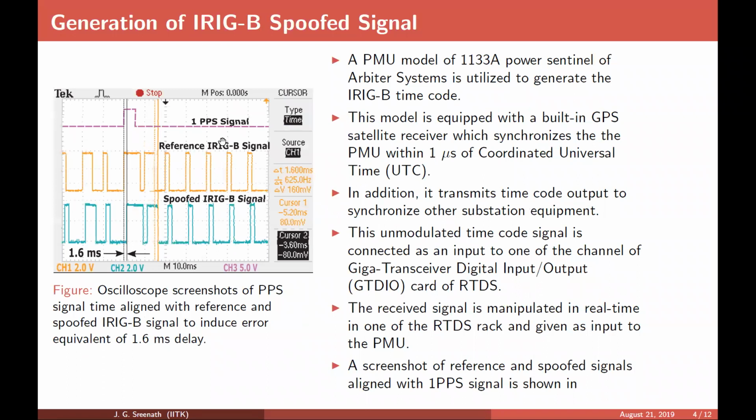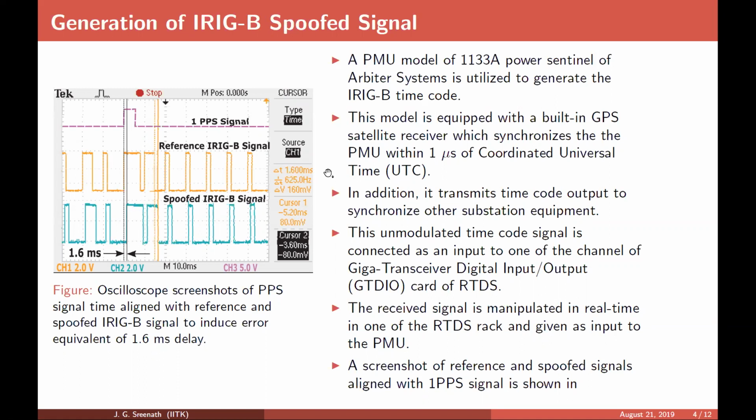So this gives you a representation of what is happening. This is the oscilloscope screenshot of the PPS signal, time aligned with the reference, and the spoofed IRIG-B signal to induce an error equivalent to 1.6 milliseconds. This is the error that we have created. As you can see, this is the reference IRIG-B signal, the yellow one, and the green one is the spoofed one. We create a small delay of 1.6 milliseconds. How much this would affect the phase angle measurement can be seen as we go further.